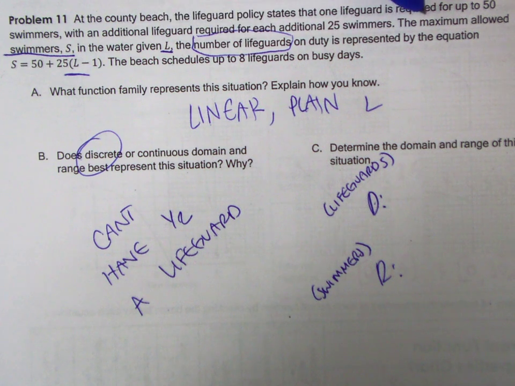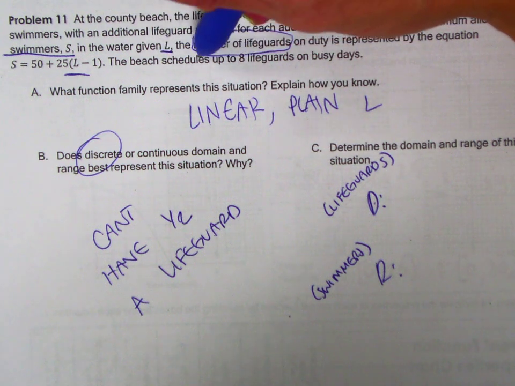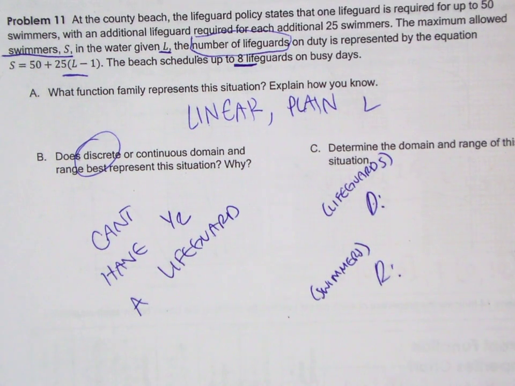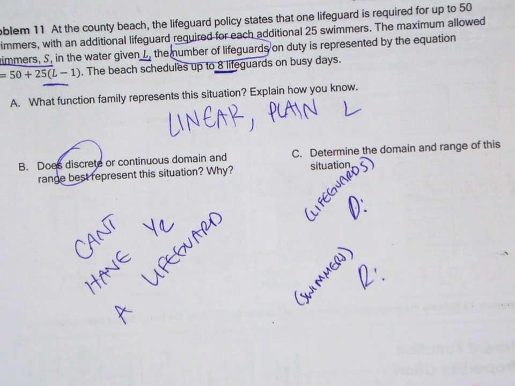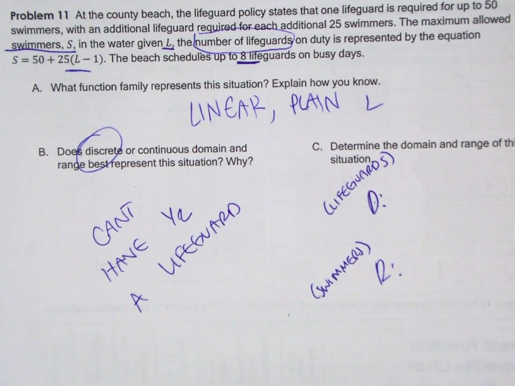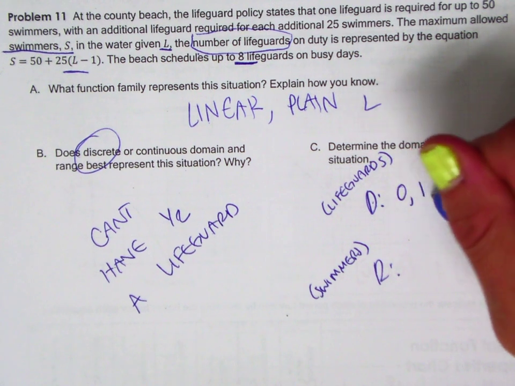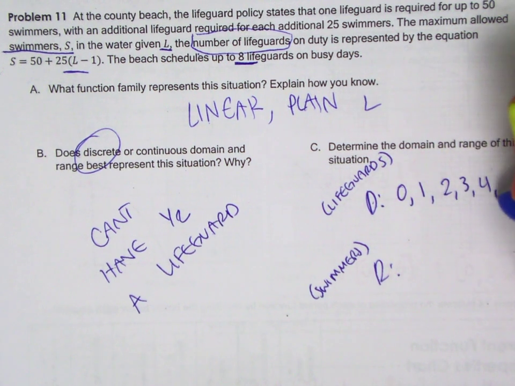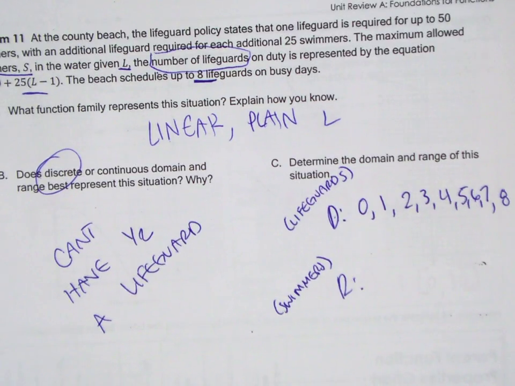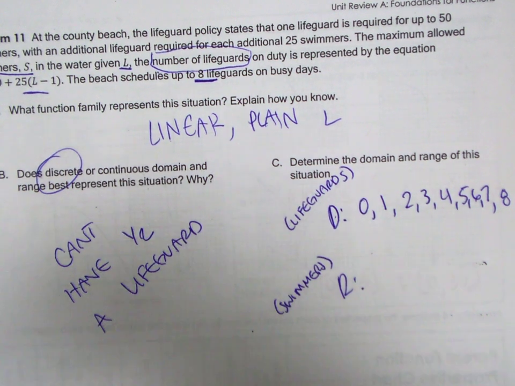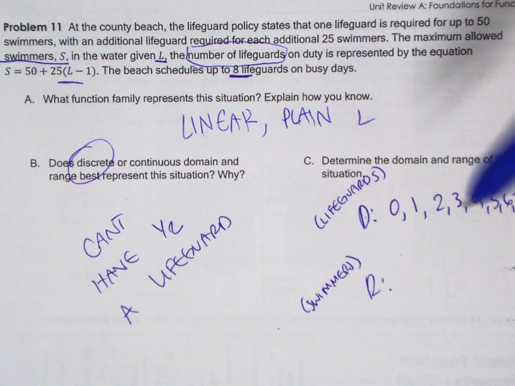All right, so the beach schedules up to 8 lifeguards on busy days. So that is the maximum number of lifeguards that's going to be scheduled. They can schedule 0 lifeguards, 1 lifeguard, 2, 3, 4, 5, 6, 7, or 8 lifeguards. Because it's discrete, you have to actually list it. All right, and so then using the function, we're just going to list the range.